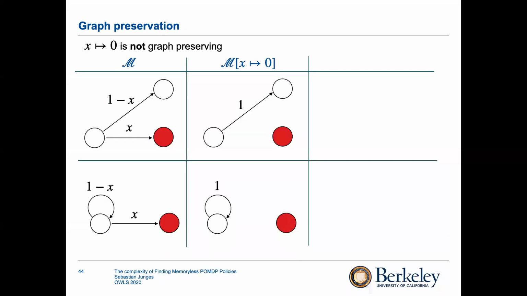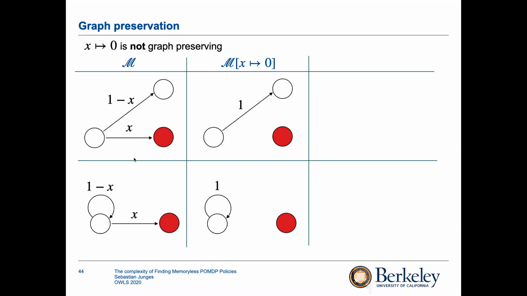Then I would like to quickly go over this notion of graph preservation that you will see if you look at any of the practical tools for parameter synthesis. They will all assume this notion of graph preservation. And this graph preservation notion is important because it simplifies deciding whether the probability is 0 or not to reach a state. Let me illustrate that here.